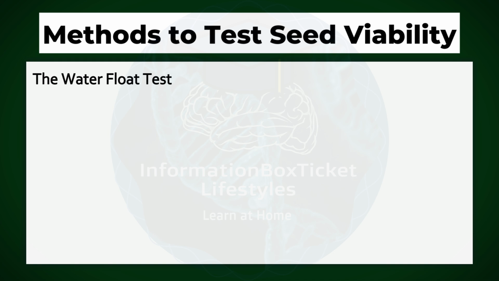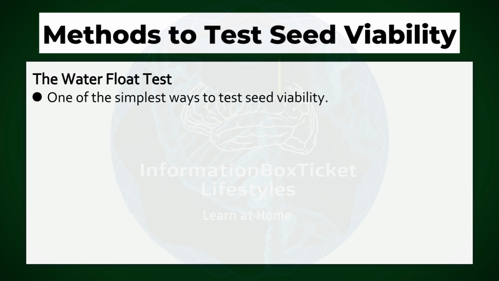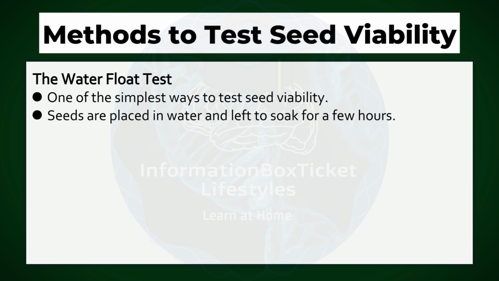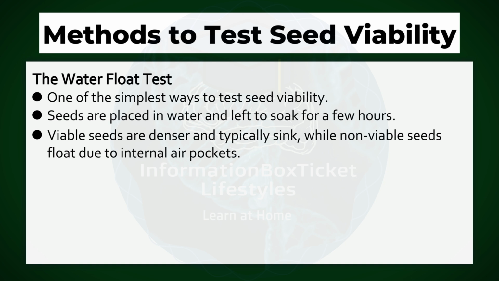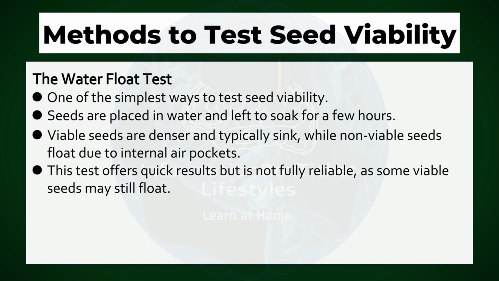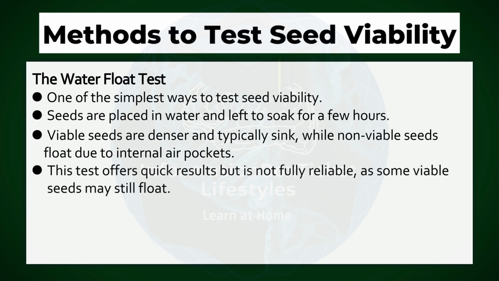The water float test. One of the simplest ways to test seed viability. Seeds are placed in water and left to soak for a few hours. Viable seeds are denser and typically sink, while non-viable seeds float due to internal air pockets. This test offers quick results but is not fully reliable, as some viable seeds may still float.